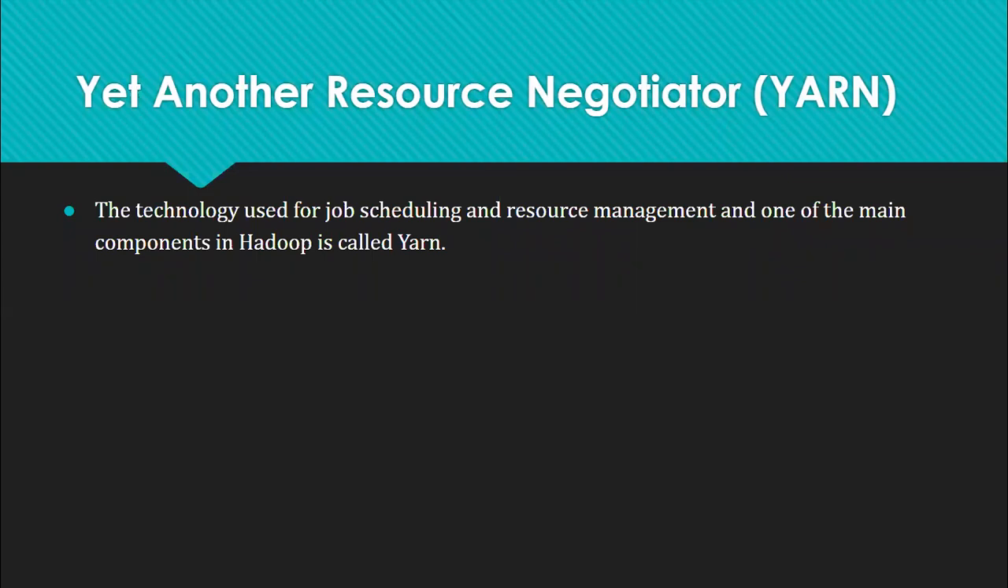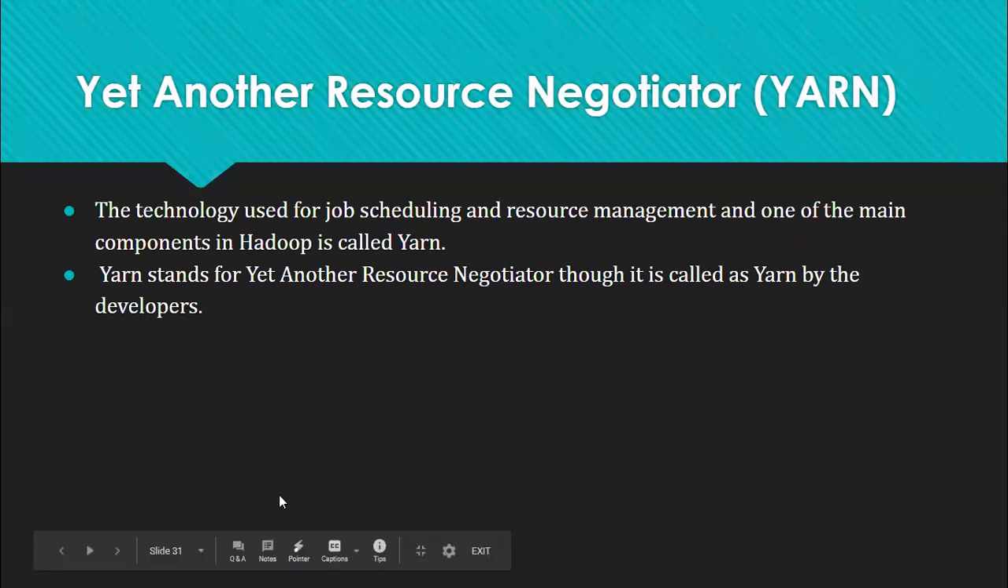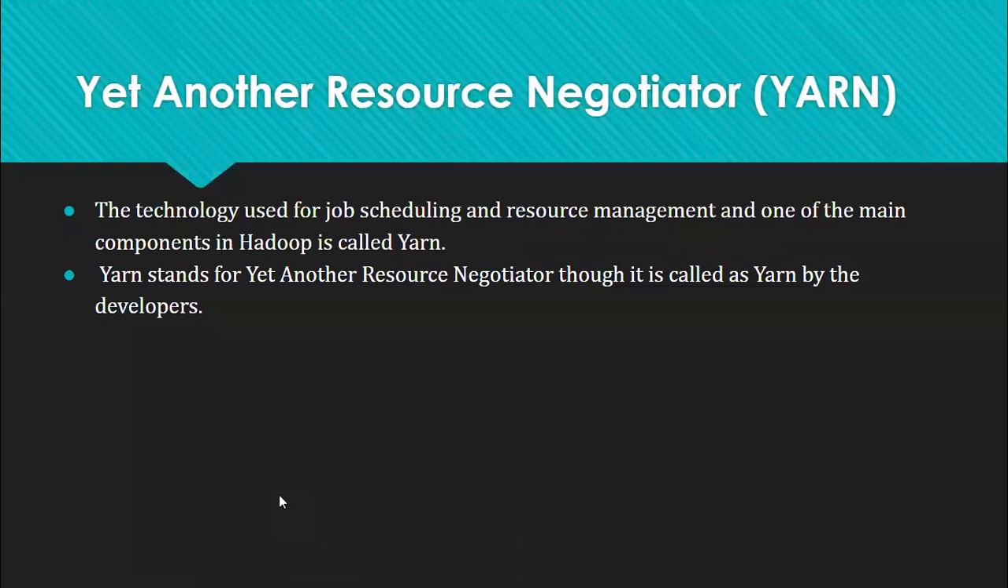So which data node will work for which job, so that job scheduling is done very properly. And if the number of resources is less, how to manage those resources between the name node, data node, or the client. All this responsibility is done by YARN. YARN stands for yet another resource negotiator, though it is called YARN by the developers.